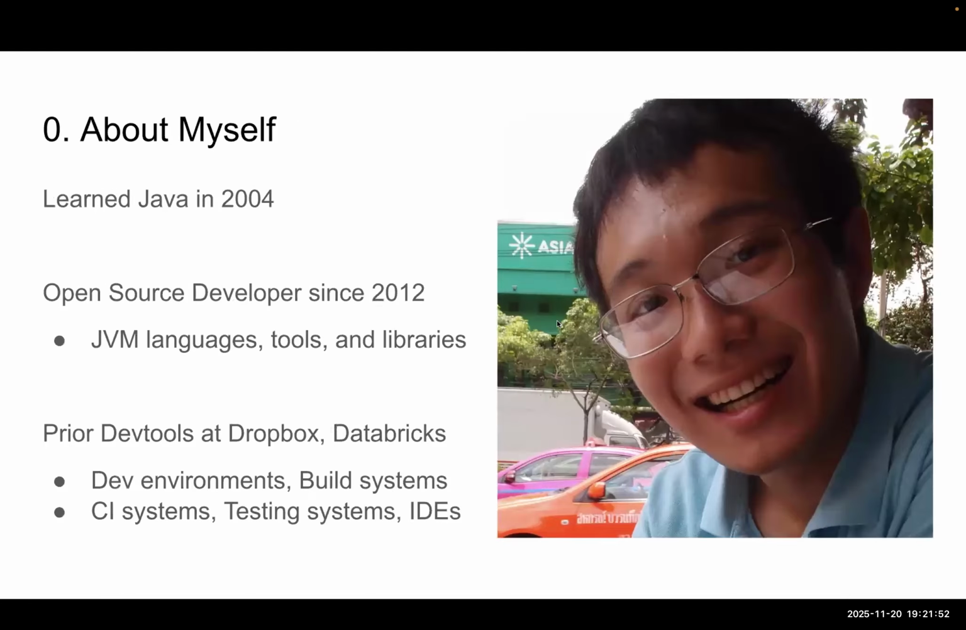So first, a bit about myself. I've been programming Java for 20 years. I've been doing open source projects since about 2012 or 2013. My last job was at Databricks, which is a Scala on the JVM shop. So a lot of these projects are Scala, but also many Java and other JVM technologies. My professional work is all developer tools: dev environments, CI testing, IDE integrations, and build systems, which is what I'm going to talk about today.